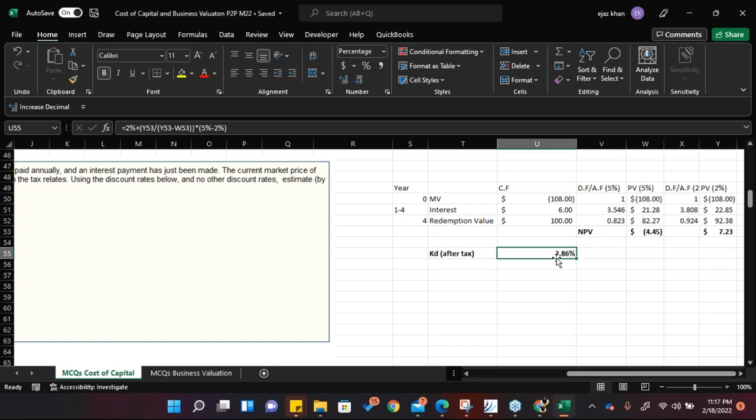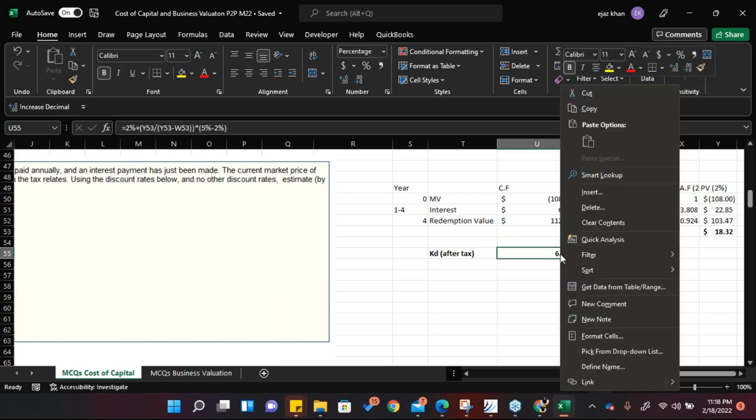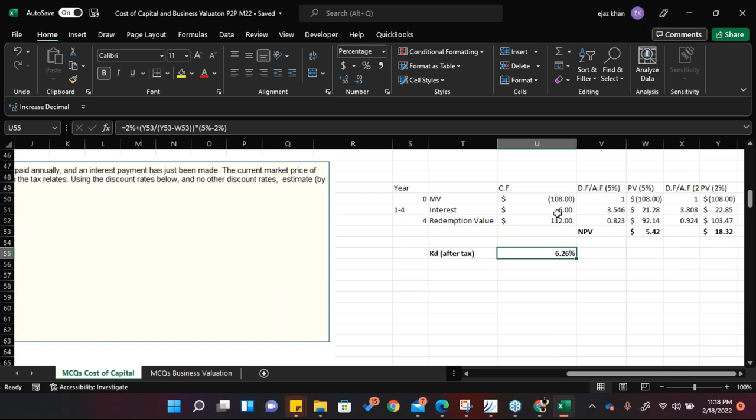Okay, tell me, what will be the impact on cost of debt if I increase this redemption value? What will be the impact on cost of debt if I increase the redemption value? Let's see, 102. Yeah, it has increased, 4.29%. And what will happen if I increase it to 105? It's 4.92% now. And what will happen if I increase it to 108? It has increased further, 5.51%. And if I increase to 112, it will be more than 6%. Now it's more than the interest, right? This is how it goes. I hope it's clear.